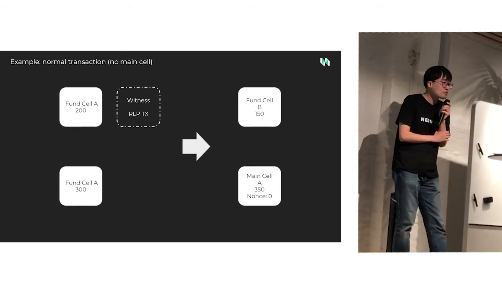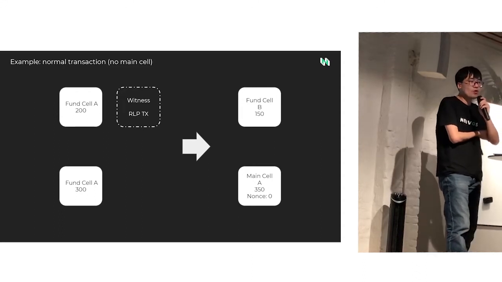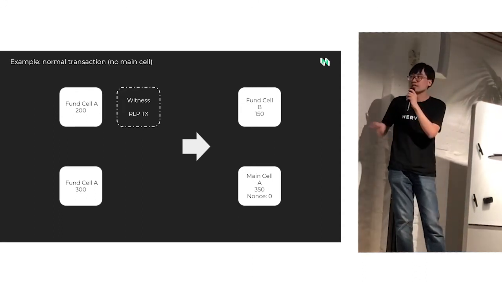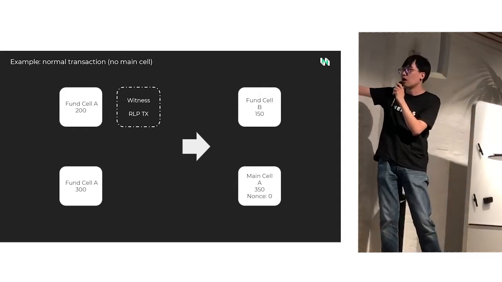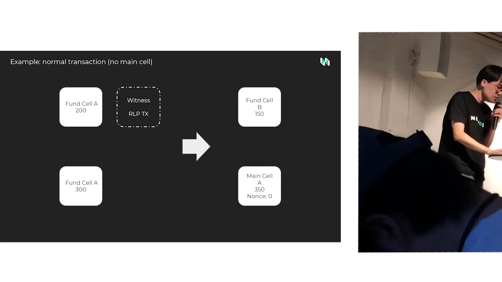And the second example is how you do it when you create a new contract. So here the example is that account A is creating a new contract C. What it actually does is, instead of creating a phone cell, create another main cell. And this main cell is actually for account C, for contract C.